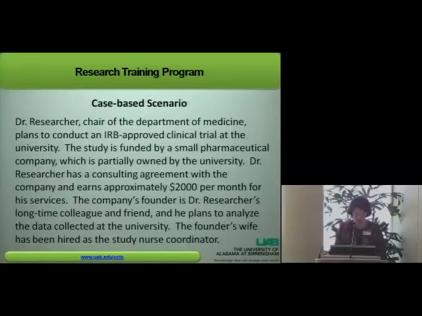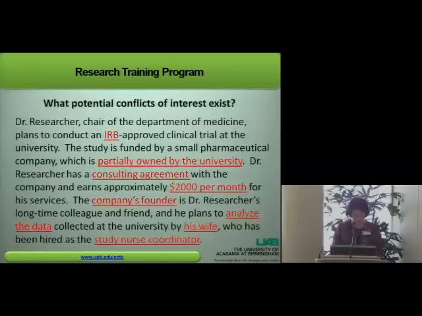To demonstrate what we mean here, here's a case-based scenario. Let's go through it together. Dr. Researcher, who is the chair of the Department of Medicine, plans to conduct an IRB-approved clinical trial at the university. The study is funded by a small pharmaceutical company, which is partially owned by the university. Dr. Researcher has a consulting agreement with the company and earns approximately $2,000 a month for his services. The company's founder is Dr. Researcher's longtime colleague and friend, and he plans to analyze the data collected at the university. The founder's wife has been hired as the study nurse coordinator.